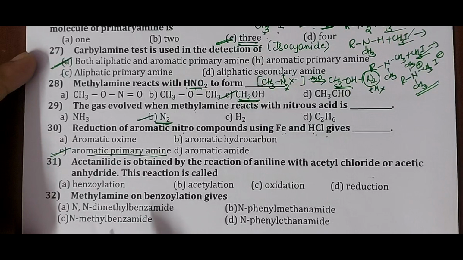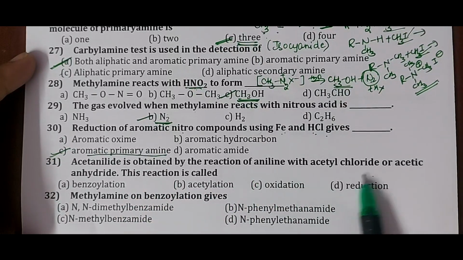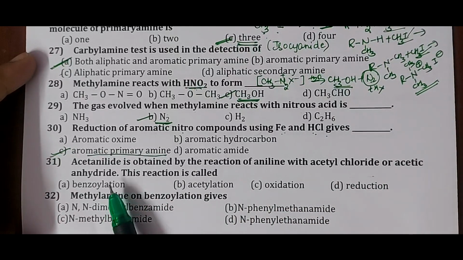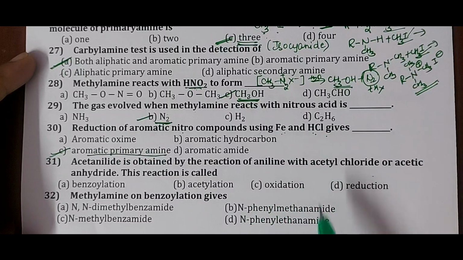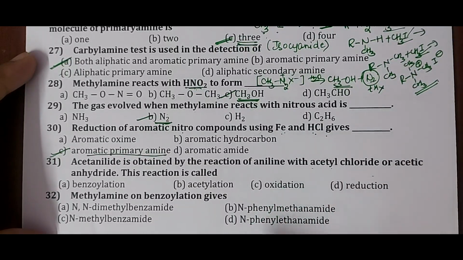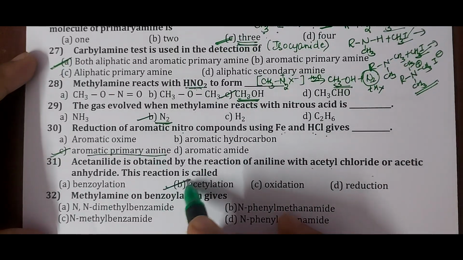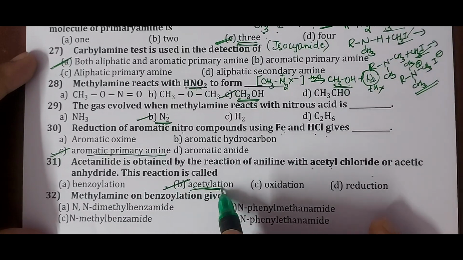Next, question number 31. Acetanilide is obtained by the reaction of aniline with acetyl chloride or acetic anhydride. Since you are introducing an acetyl group, this reaction is called acetylation. So the correct answer is option B.